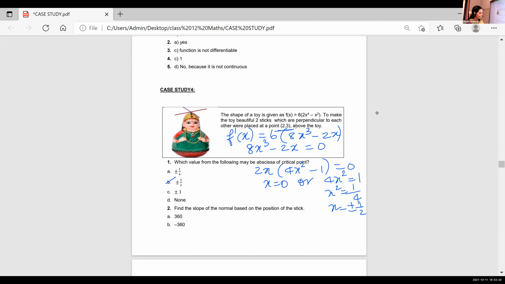Yes, who is ready? Shubham. Slope of the normal is? 360. Not the answer. How will you find? What is the slope of the tangent? What is the slope of the normal? Femina. Slope of the tangent is? Anila?